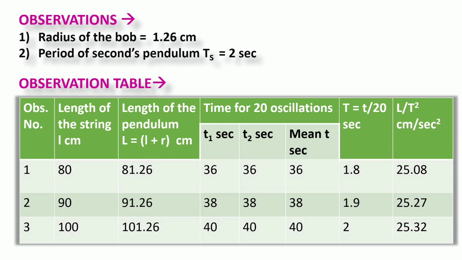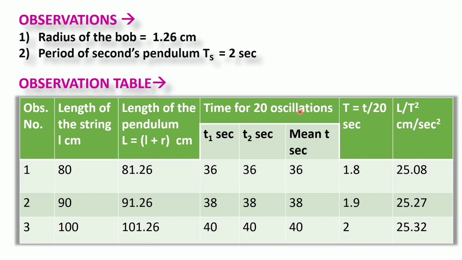So we have taken 3 observations for 3 different lengths. Length of the string adjusted are 80 centimeter, 90 centimeter and 100 centimeter. So the total length of the pendulum, the effective length of the pendulum, is the length of the thread plus the radius of the bob. So 80 plus 1.26 will be 81.26. 90 plus 1.26, 91.26. 100 plus 1.26, 101.26.